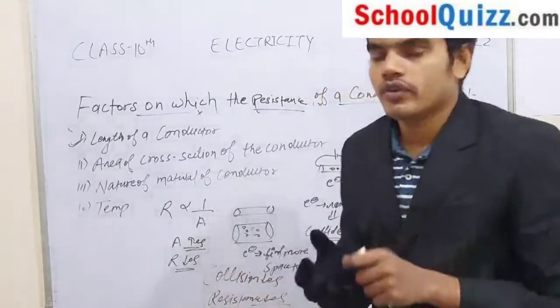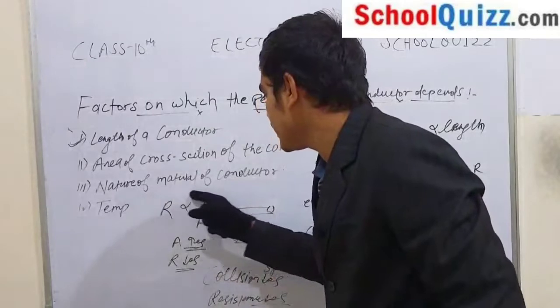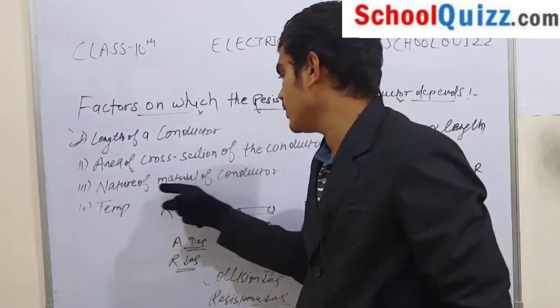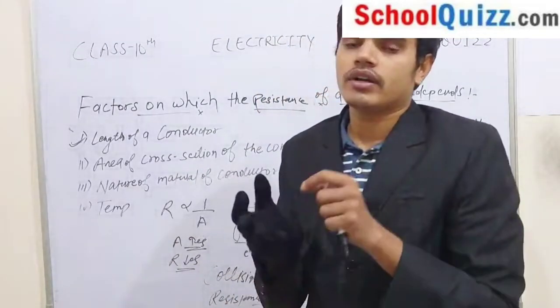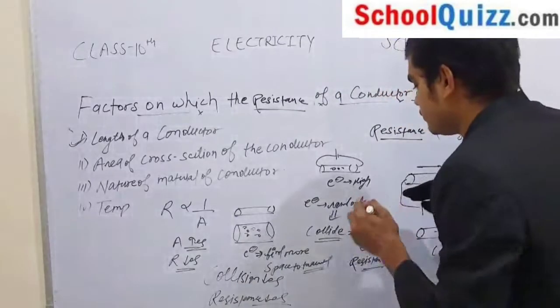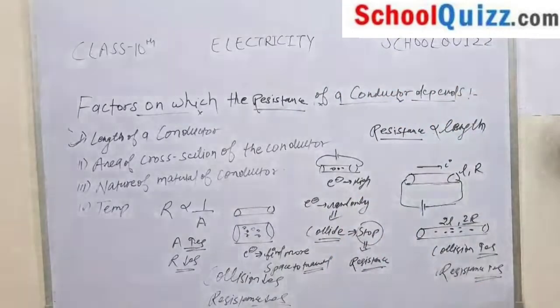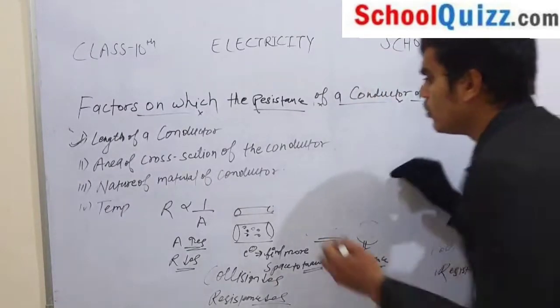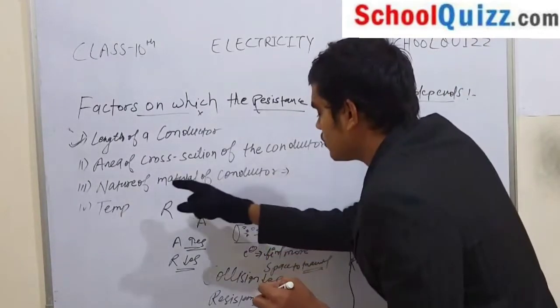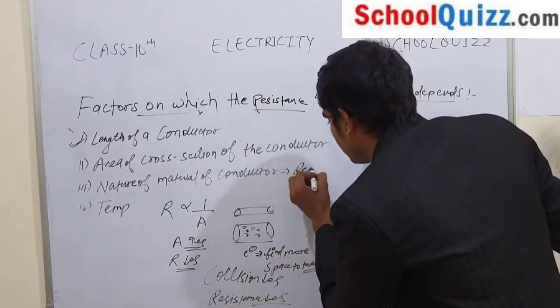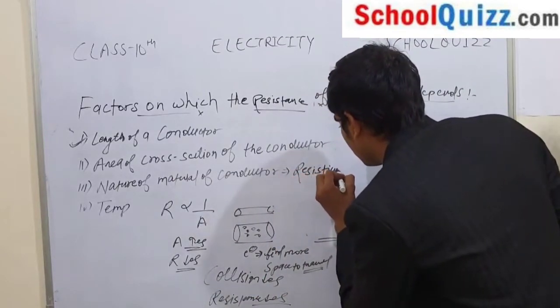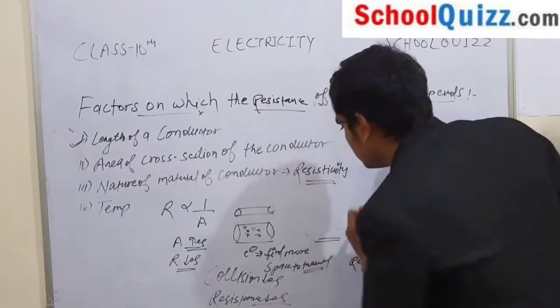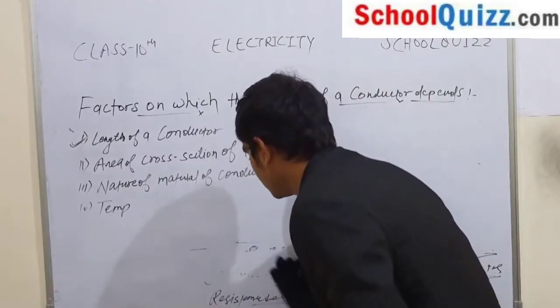And what is your factor number 3? Nature of material of conductor. Nature of material of conductor is also known as resistivity. What is nature of material of conductor? Resistivity. What is resistivity?